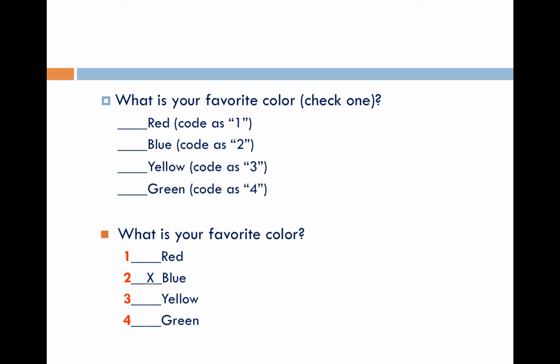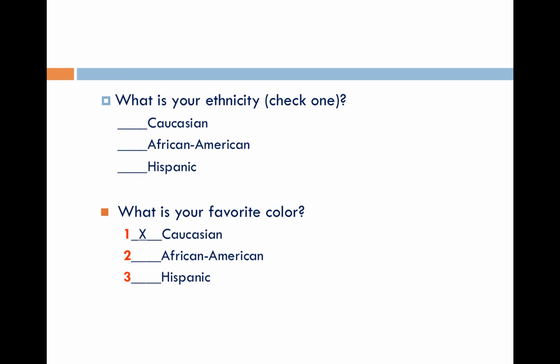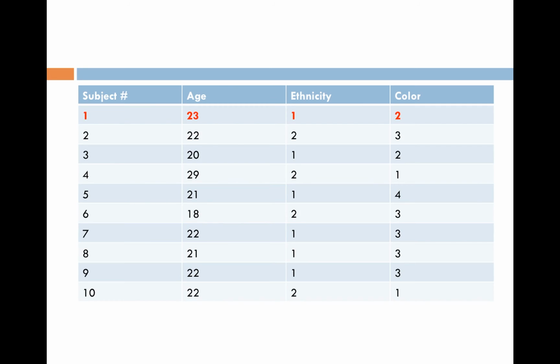So if somebody indicated blue and we're coding that as 2, and then they indicated Caucasian and we're coding that as 1, because we assigned that number, that very first row, you'll see then that you would enter 1 for ethnicity and 2 for color. And that you need all of your data to be in numeric format so that you can analyze it. We can't analyze words, not for a quantitative data analysis.